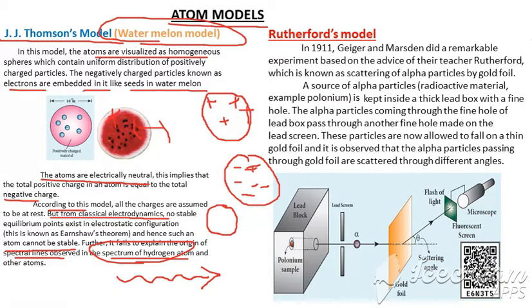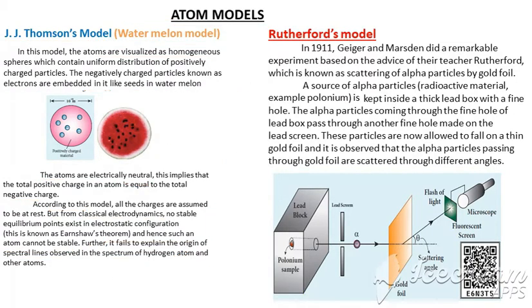Okay, so this is about the J.J. Thomson model. Next we are going to see the Rutherford model. According to Rutherford's model, it is based on the experiment of Rutherford, which is known as the scattering of alpha particles by gold foil.